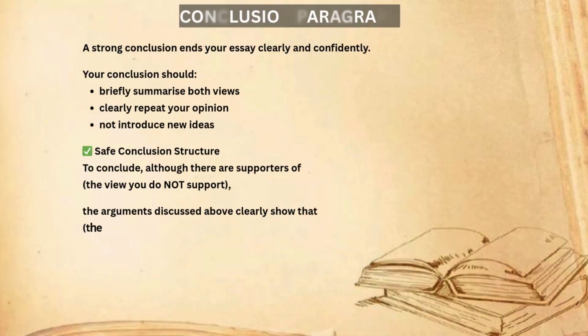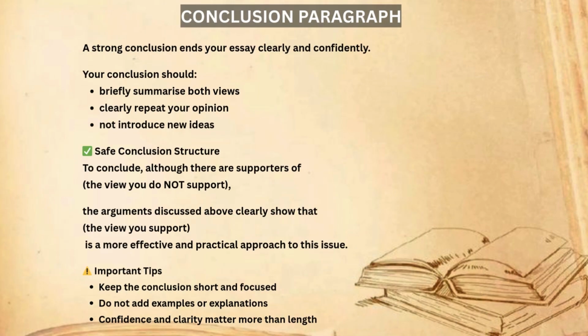Now we move on to writing a strong conclusion. Your conclusion should summarize both views briefly. Clearly repeat your opinion, and do not introduce new ideas. A safe conclusion structure is: To conclude, although there are supporters of the other view, the arguments discussed above clearly show that, then your conclusion. The view you support is a more effective approach. Tips: keep it short, no examples, no new explanations, and write with confidence.